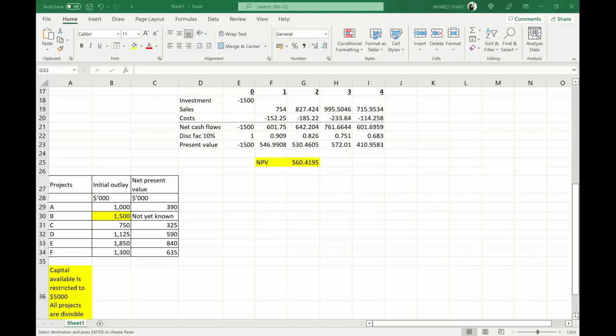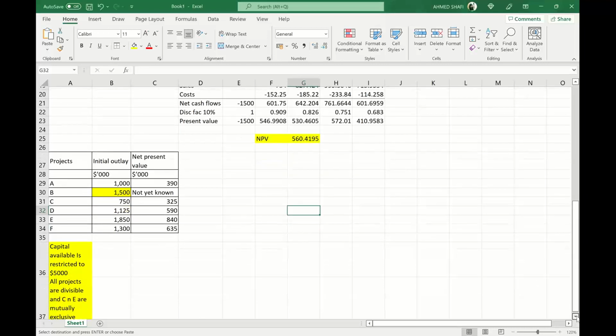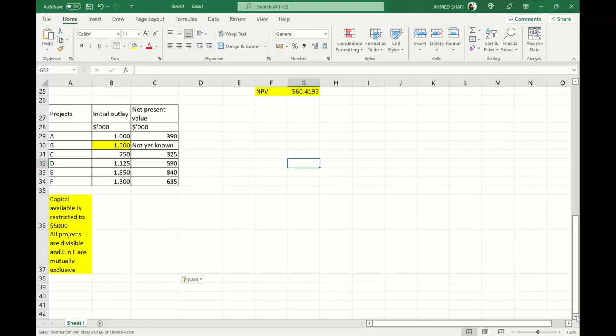Okay, let's move towards requirement B now. If anyone is unable to copy all stuff, I will share this file on the WhatsApp group after the class is over. Don't worry about it. I will share this Excel file with you.